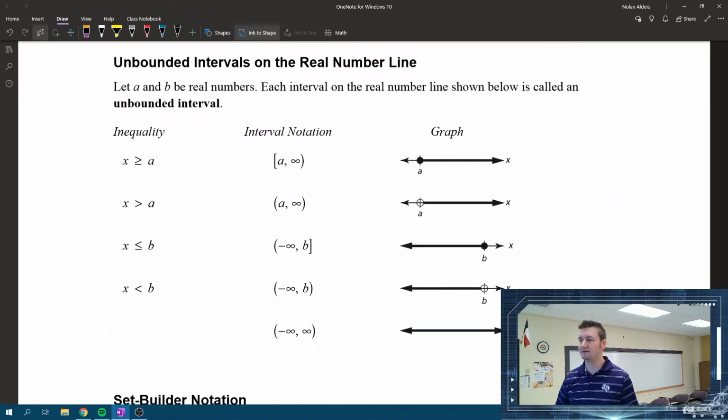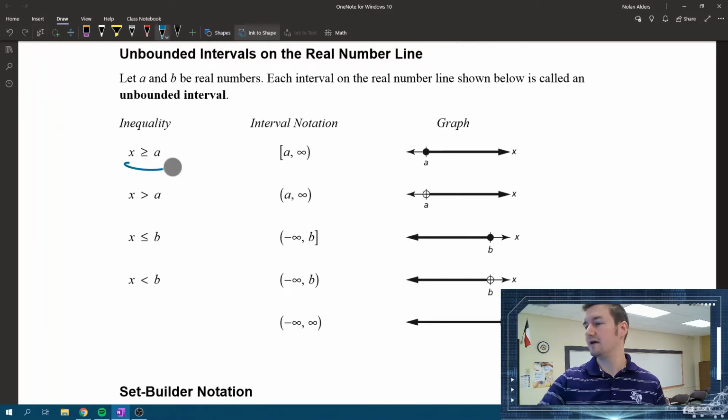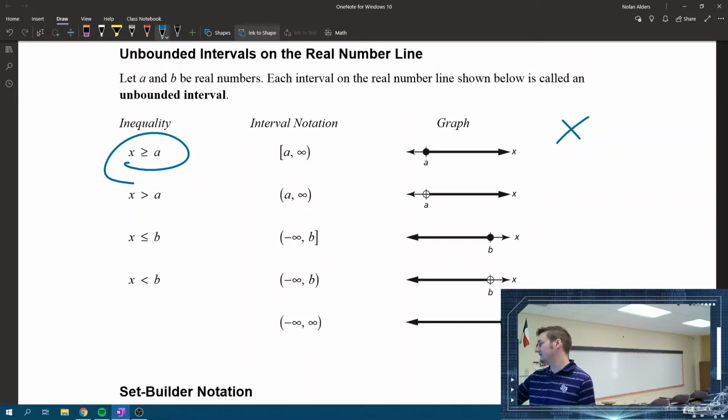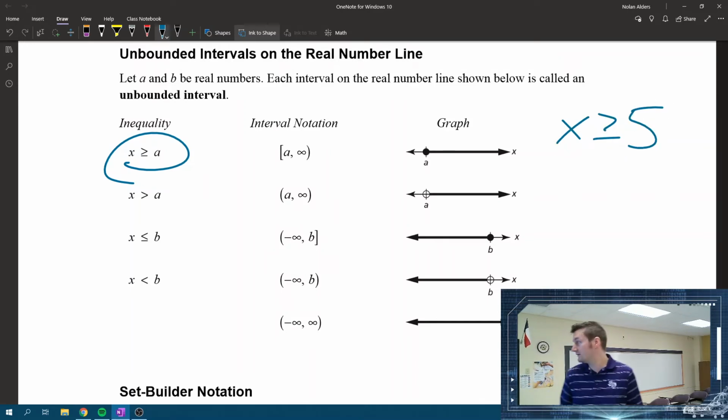An unbounded interval means that it's bounded on one side. Well, it doesn't actually have to be bounded on one side, but it means that it can go out forever in one direction, at least one direction. So, for example, if we have all the numbers greater than or equal to a, that means we're going to start at a, and then we're going to go out forever. So let's pick a number for a. Let's say that number is 5. So we could say x is greater than or equal to 5. So that means that we're going to have a set that includes 5, and then everything that's bigger than 5.